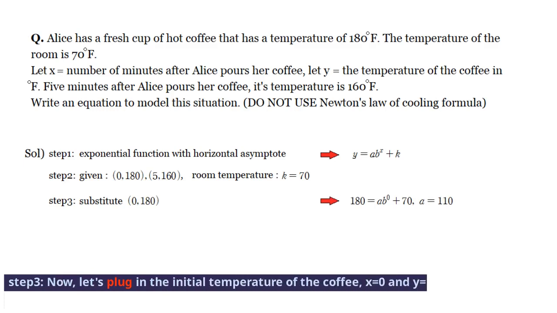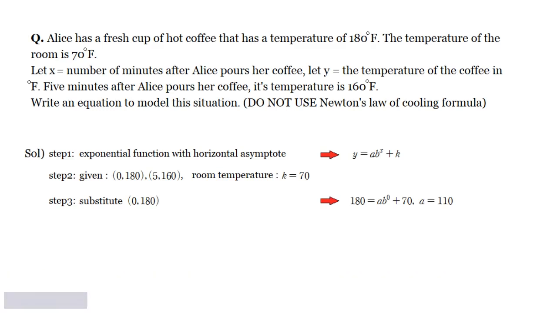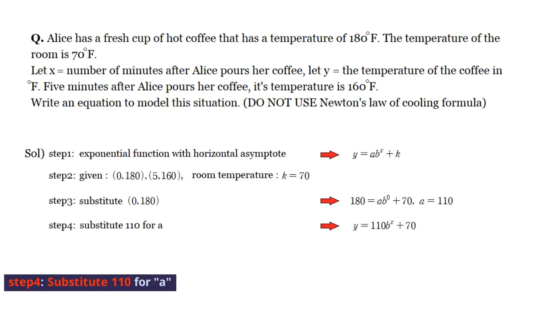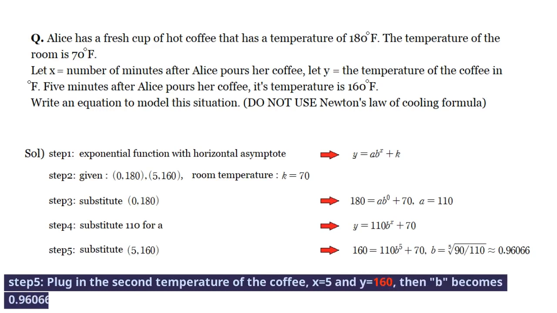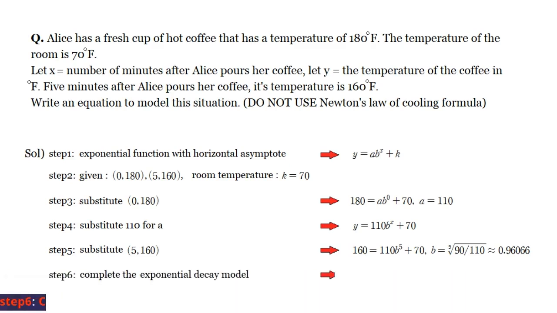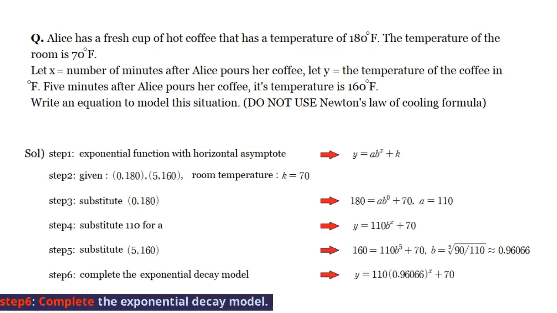Step 3, now, let's plug in the initial temperature of the coffee, x equals 0 and y equals 180, then a becomes 110. Step 4, substitute 110 for a. Step 5, plug in the second temperature of the coffee, x equals 5 and y equals 160, then b becomes 0.96066. Step 6, complete the exponential decay model.